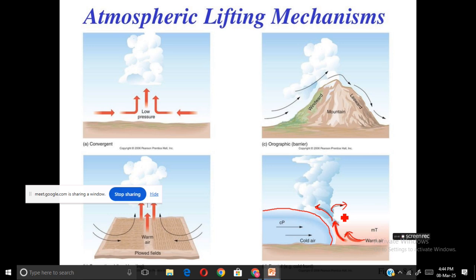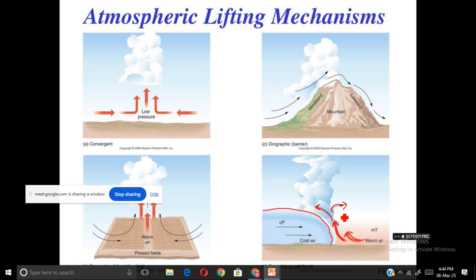So these are known as fronts. If two air parcels having different temperatures come close together, the warmer air parcel will rise above the cold air parcel. That is basically fronts. These fronts are generally seen in the mid latitudes, where weather systems are mostly determined by frontal systems. So these are the four different lifting mechanisms.